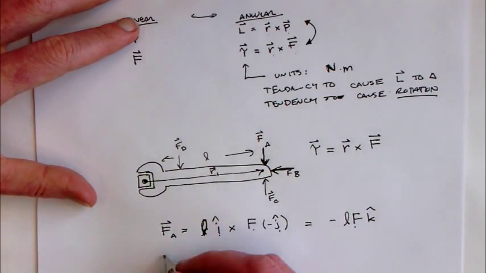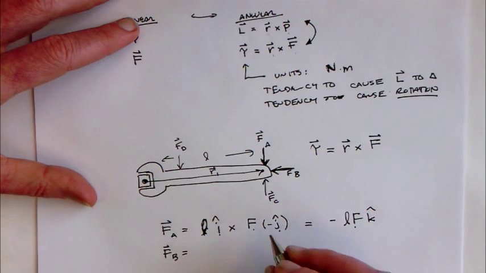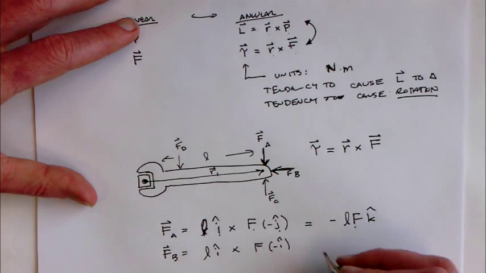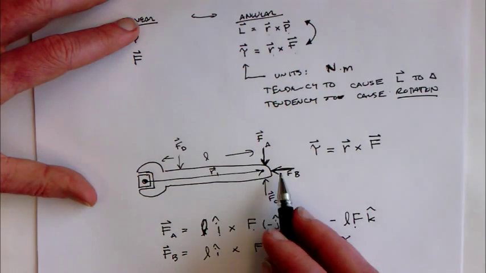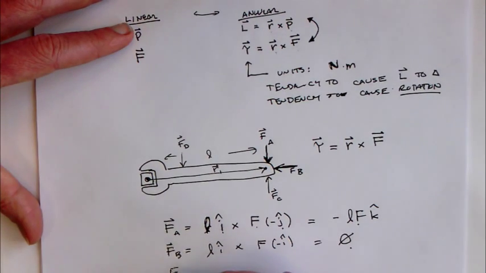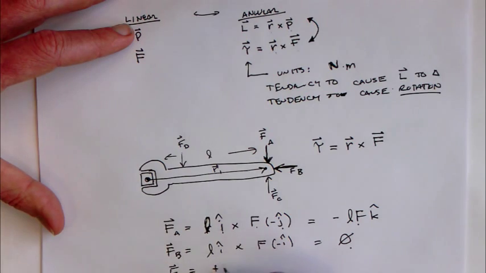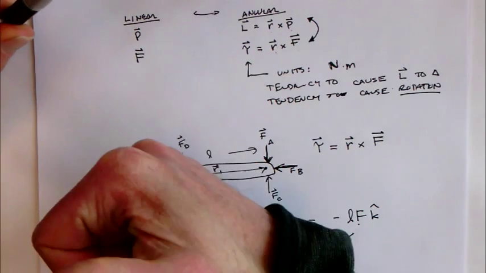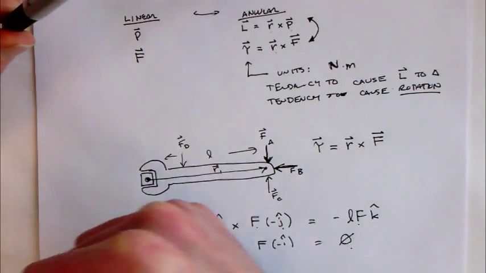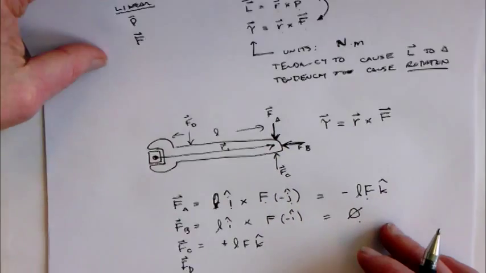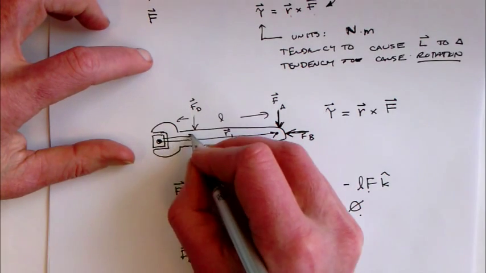For force B, R is still L times i hat, but force B is the magnitude of the force times minus i hat. i hat cross minus i hat is 0, so force B doesn't tend to cause any rotation. It's got 0 torque associated with it, right? Force C is going to give me a torque of plus L times F times k hat. It wants to cause a rotation in the positive direction, so the torque is coming out of the page.